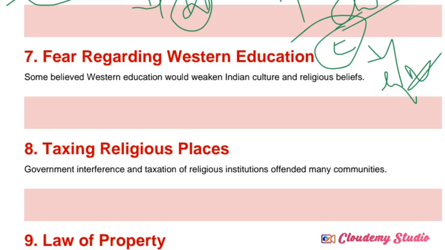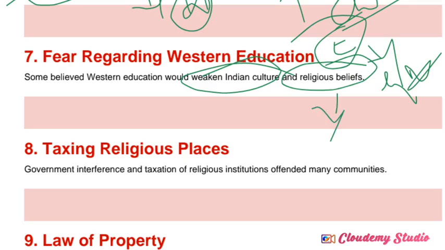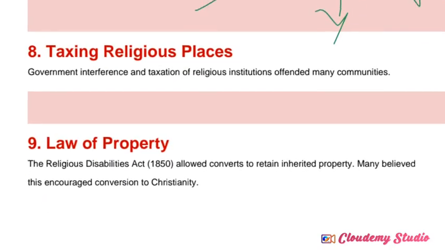At the same time, Indians totally believed in the traditional system of education. That's why they started to think that Western education was trying to weaken Indian culture and religious belief. If Indians were getting Western education, they would be neglecting the religious belief and culture of India and be attracted towards European culture. That's why fear regarding Western education also became another important reason. So next one, taxing religious places.